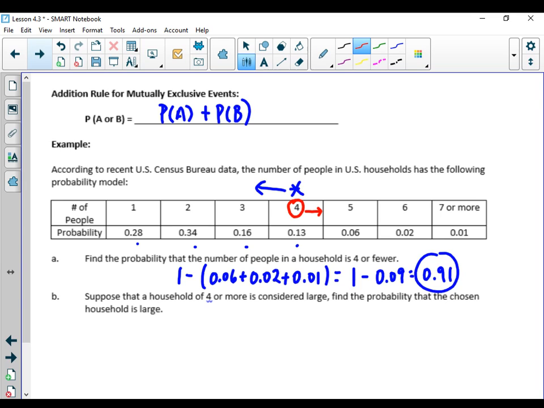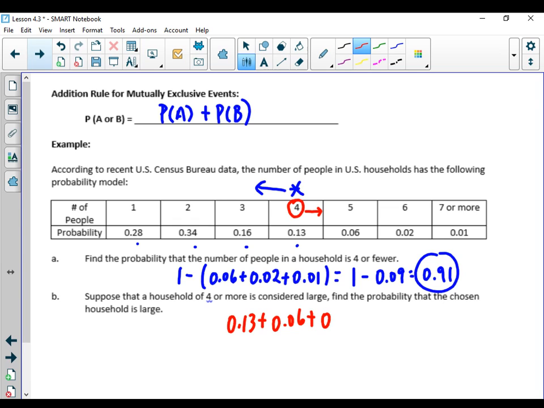I could either focus on the ones that don't fit that category and take it away from 1, or I can just add up the ones that are in that category. Now, this would be considered mutually exclusive because if I have 4 people in the house, I can't have 5 in the house. Or if I have 5, that doesn't mean I have 6 at the same time. So it has to fit in one of those categories. So if it's mutually exclusive, that means I should be able to just add the values together.